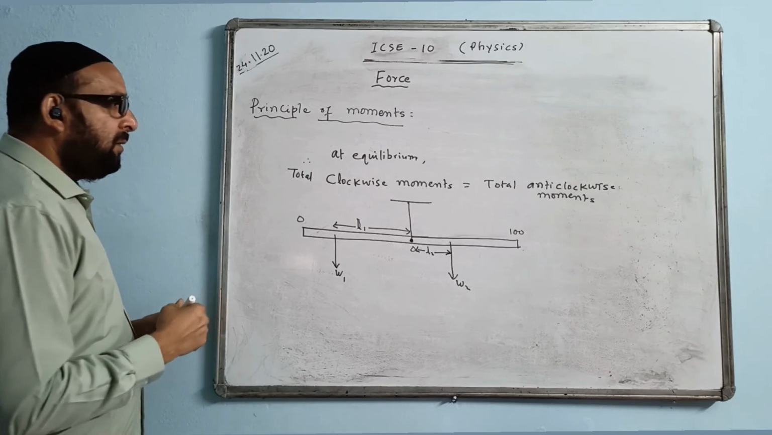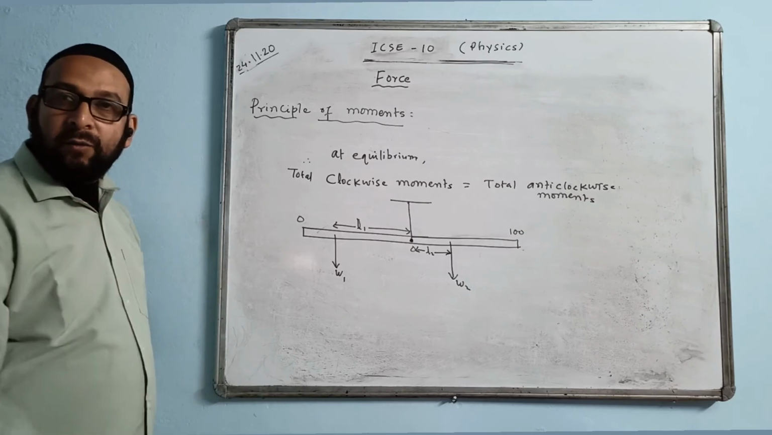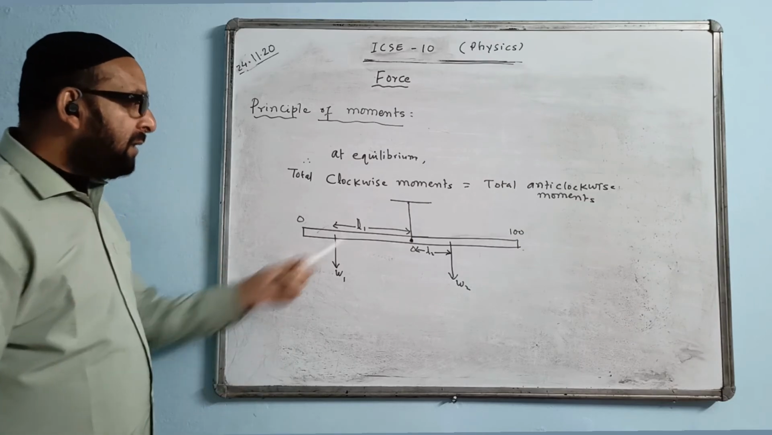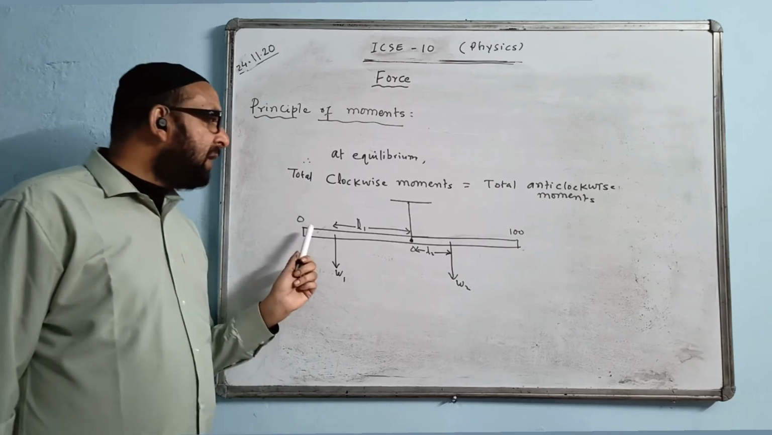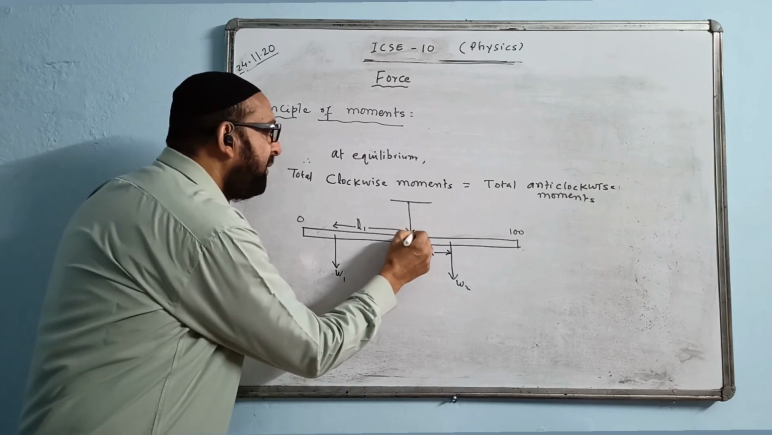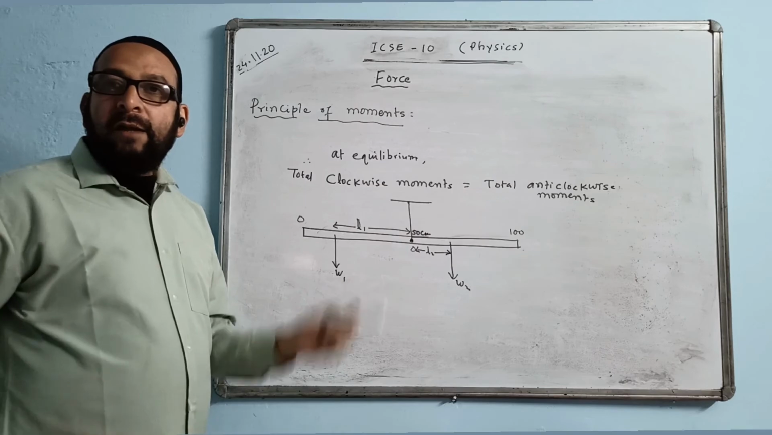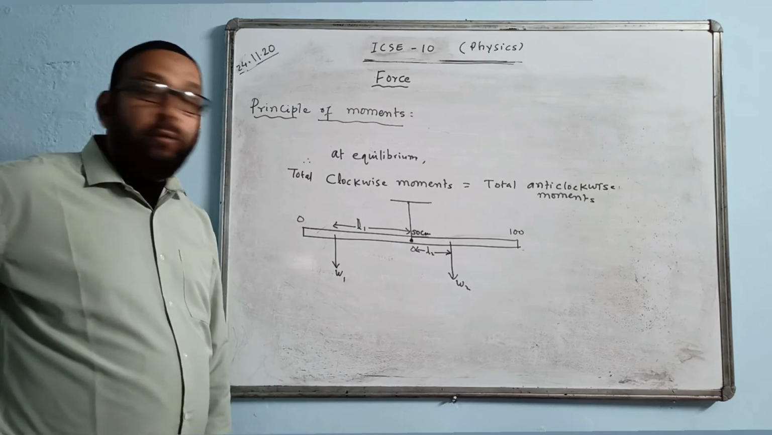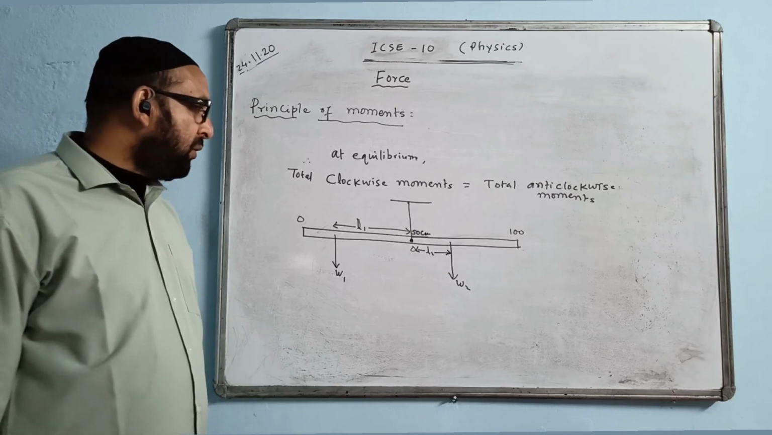Then this meter rule is in horizontal position. The question says the diagram shows a meter rule. Question will come like this. The diagram shows a meter rule. What is it in 50? 50 is here, 50 centimeter. The diagram shows a meter rule in horizontal position. The question is saying like that, in horizontal position.